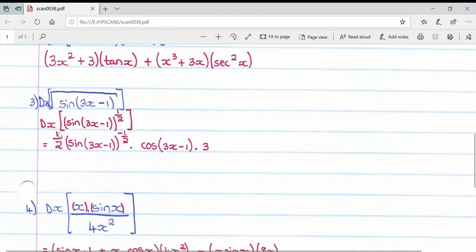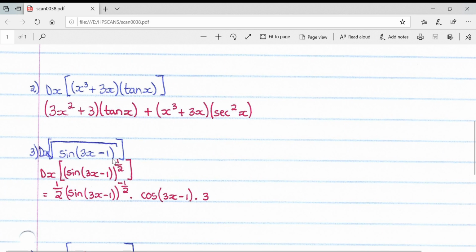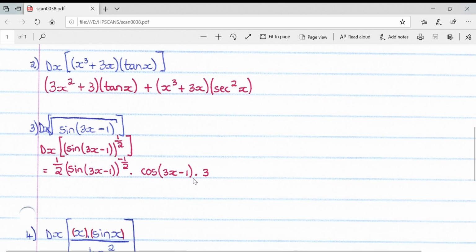Then if we move on to the third example, getting progressively harder, we ask for the derivative of the square root of sine 3x minus 1. Obviously we know with derivatives, we don't like square root signs, so we rather put that to the power of a half. Then we use our chain rule, we take the half into the front, rewrite out the whole bracket, minus 1, so a half minus 1 is negative a half, multiplied by the derivative of what's inside the bracket, the derivative of sine 3x minus 1. We can go back to our table, the derivative of sine x is cos x, so the sine 3x minus 1 will become cos 3x minus 1. Then we also need to get the derivative of the angle. The angle is 3x minus 1, so the derivative of this angle is 3.